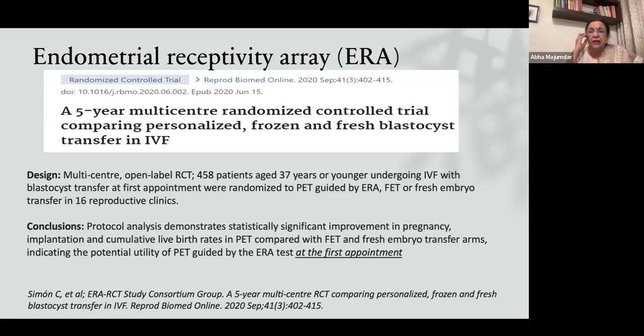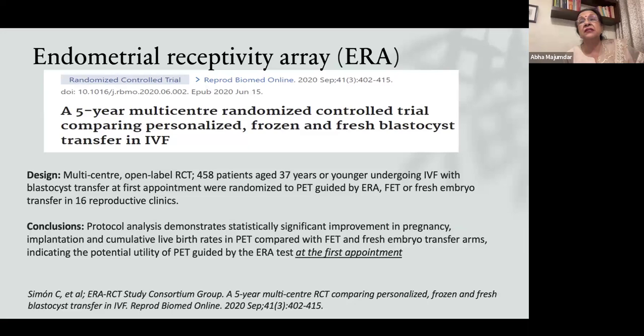So they said it's FET, fresh embryo transfer, versus PET, personalized embryo transfer. See, the difference comes here only: you do an ERA test and a personalized embryo transfer guided by ERA, the first embryo transfer for that patient, or you do a frozen or fresh embryo transfer in those who are not tested. And what did they say? That there was a statistically significant improvement in pregnancies in the personalized embryo transfer group, indicating the potential utility of PET guided by ERA test at the first appointment.